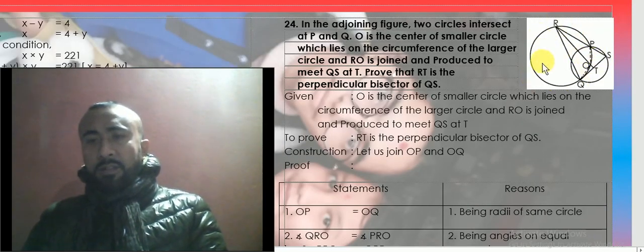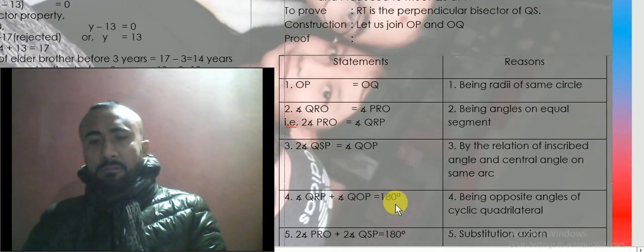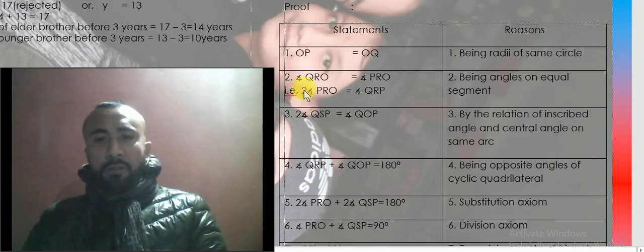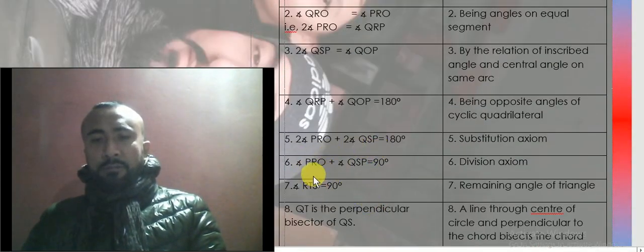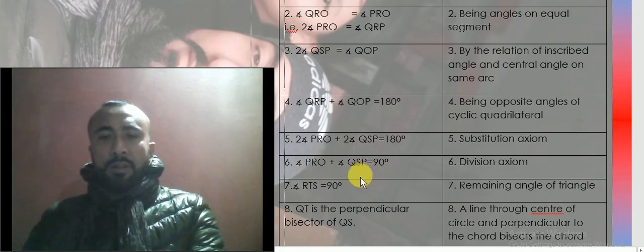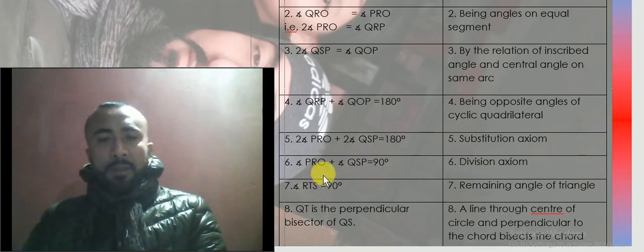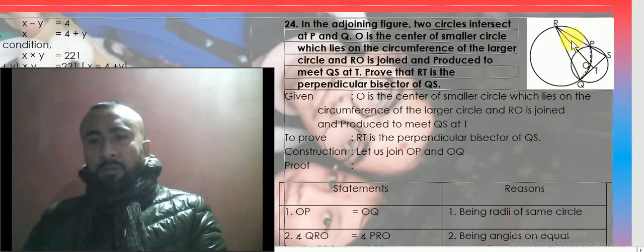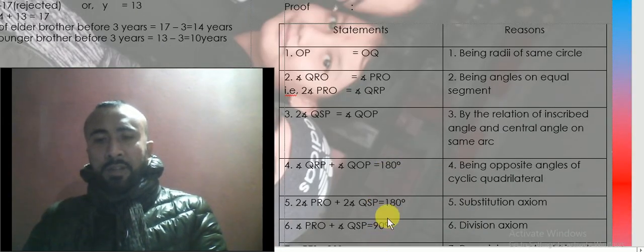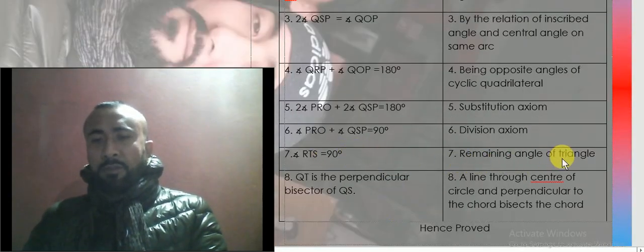And in the big circle OPRQ is a cyclic quadrilateral, so opposite angles are supplementary. Now in place of QRP we can replace twice PRO, and QOP can be replaced by 2 QSP. Now if you simplify it, you get angle PRO plus angle QSP is equal to 90 degrees. And in a triangle, if two of the angles sum to 90 degrees, then the remaining angle becomes 90 degrees. That is what we have written here.